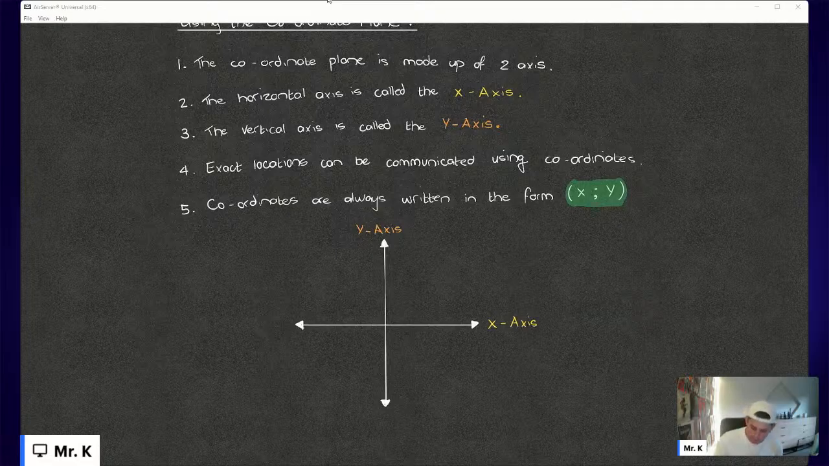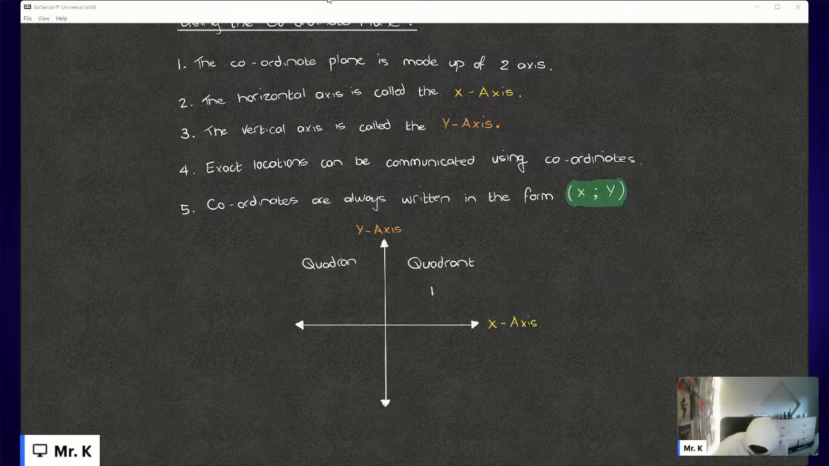Right? Now, what we discussed in last week's lesson was quite important. We split the coordinate plane up into four pieces, which we call quadrants. The top right-hand side is quadrant one, the top left is quadrant two, and then we continue working our way around in an anti-clockwise fashion to find quadrant three and quadrant four.